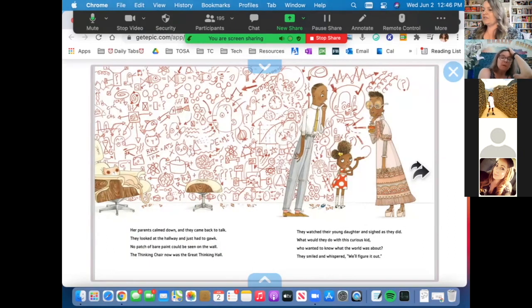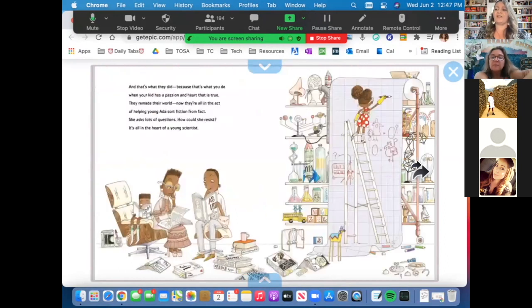Her parents called down and they came back to talk. They looked at the hallway and just had to gawk. No patch of bare paint could be seen on the wall. The thinking chair was now the great thinking hall. They watched their young daughter and sighed as they did. What would they do with this curious kid? Who wanted to know what the world was about? They smiled and whispered, we'll figure it out.